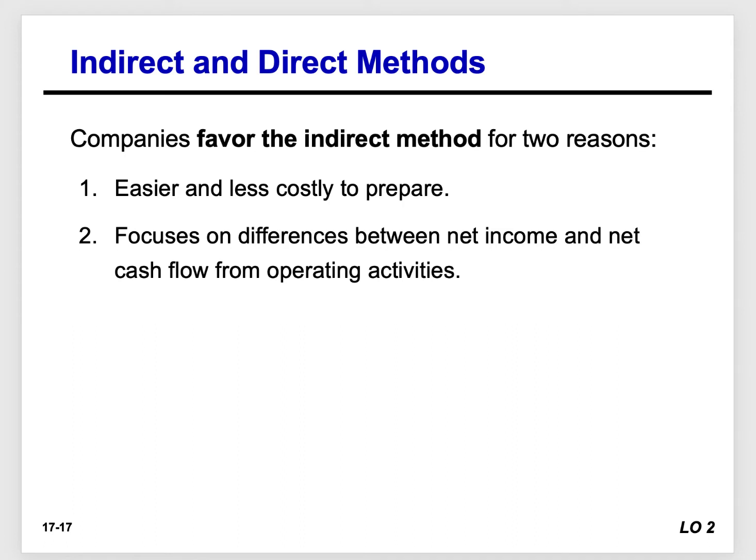Now, we're going to use the indirect method, right? So why would a company want to use an indirect method? Well, number one, as you will see, it is super easy to prepare. It's also less costly, okay? Second reason is it really focuses on the difference between net income and net cash flow from those operating activities, okay?